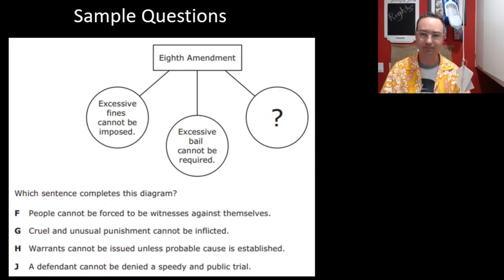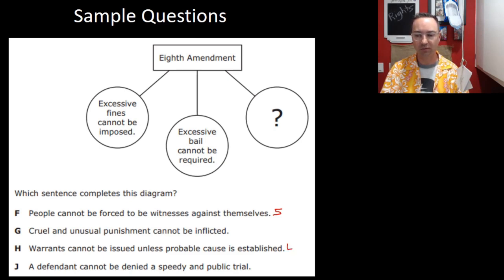There you go. All right, 8th Amendment. Excessive fines cannot be imposed. Excessive bail cannot be required. People cannot be forced to witness against themselves. That's Amendment 5. You have the right to remain silent. You don't have to testify against yourself. Cruel and unusual punishment cannot be inflicted. Warrants cannot be issued unless probable cause is established.